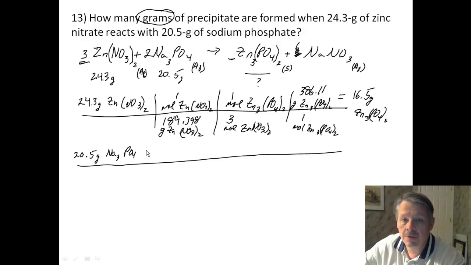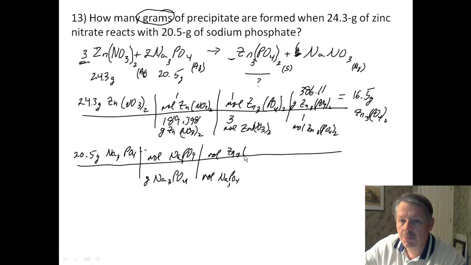Okay, so now let's do the same thing down here. We have to get rid of grams of sodium phosphate. Yeah, these do take a while, don't they? And then we go from moles of sodium phosphate to moles of zinc phosphate. Now from here on out, it's going to be exactly like what we see up above us. And we go from moles of zinc phosphate to grams of zinc phosphate.